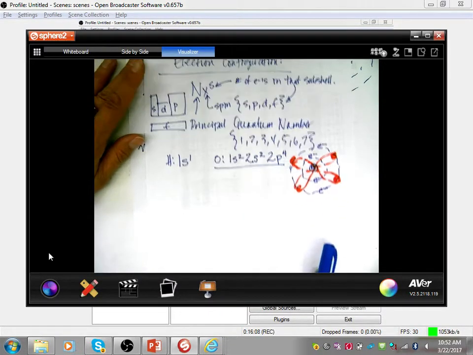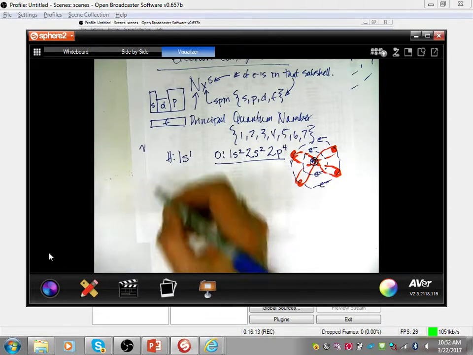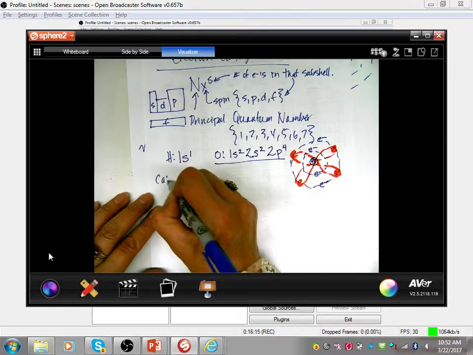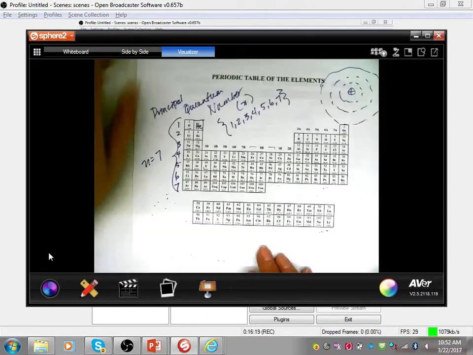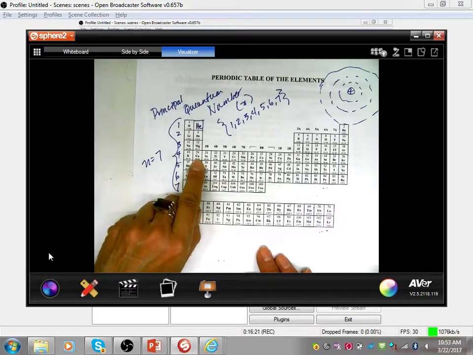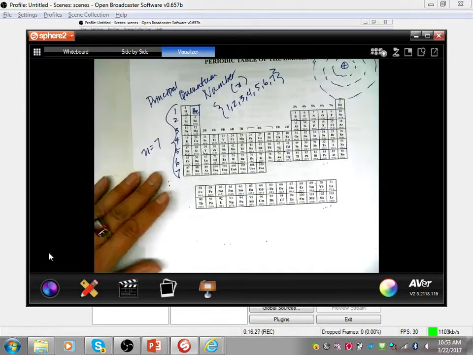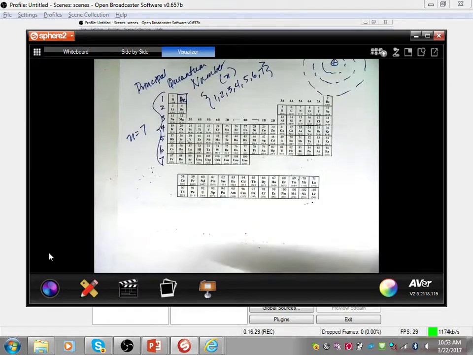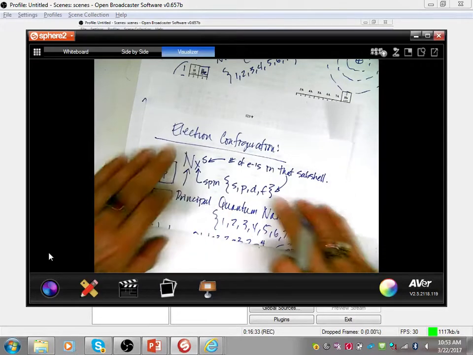Let's keep going. Let's do something a little more complex. Let's hop down to calcium. Look at where calcium is on the periodic table. Here's calcium in this slot. So we have to do everything all the way up to calcium. So we do the electron configuration.